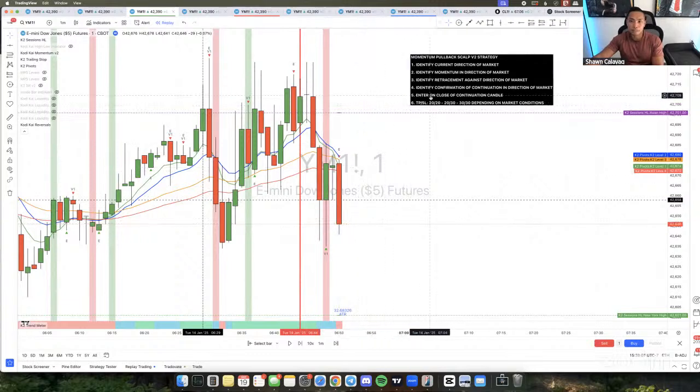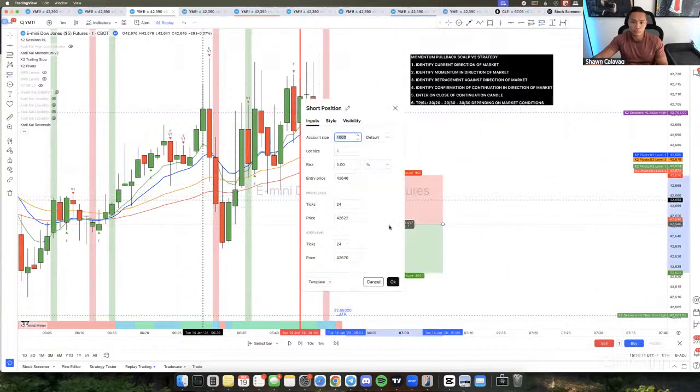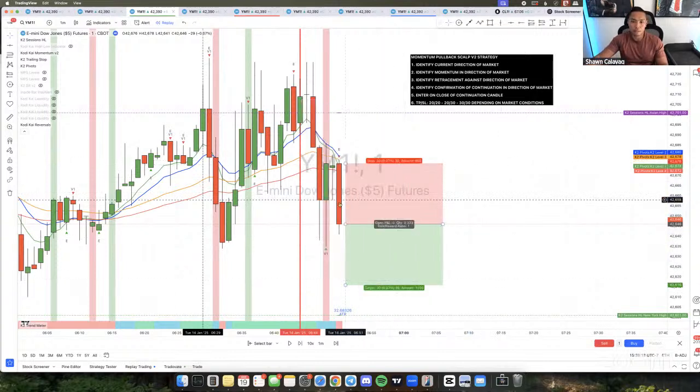Step 5, enter on the close of the continuation candle. This right here closed below the black line. So you can enter here for a short sell position. TP stop loss is set to 30/30. This is an MPSv2 setup.